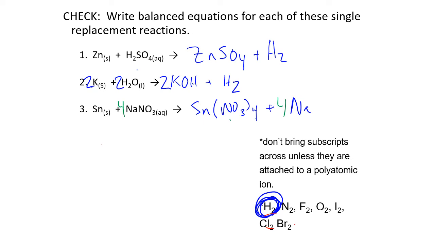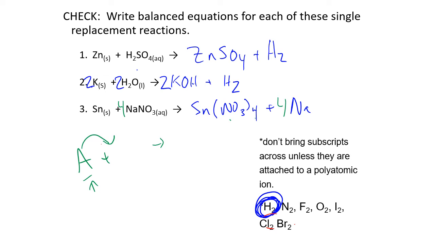Okay, I'm rolling through the balancing just to kind of help you see how they go. If you want more balancing, we'll review that more. The key thing is for single replacement, you have one element by itself, and then you have a compound, and then the element will replace one member, and you'll get a new compound and a new lone element by itself. Okay. Let's actually try color coding that.